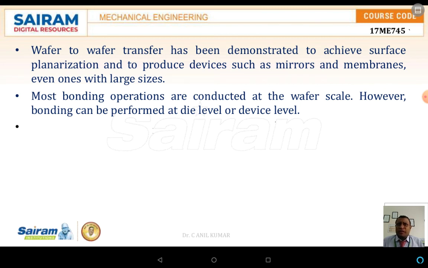Wafer-to-wafer transfer has been demonstrated to achieve surface planarization. Planarization is also very important, especially for conductivity, and for produced devices such as mirrors or membranes, even those with larger sizes. Most of the bonding operations are conducted on the wafer scale. However, bonding can be performed even at the die level or the device level, depending upon the application and the complexity of the wafer.